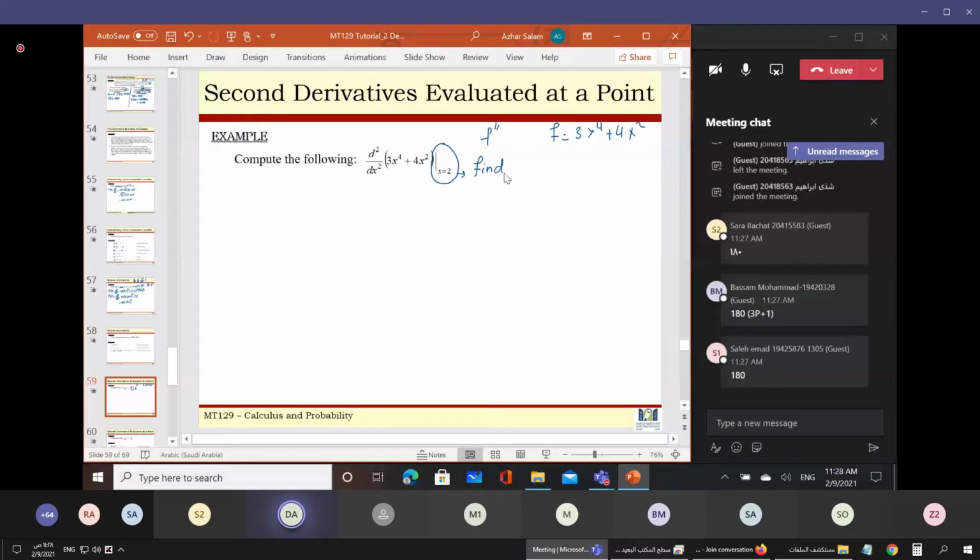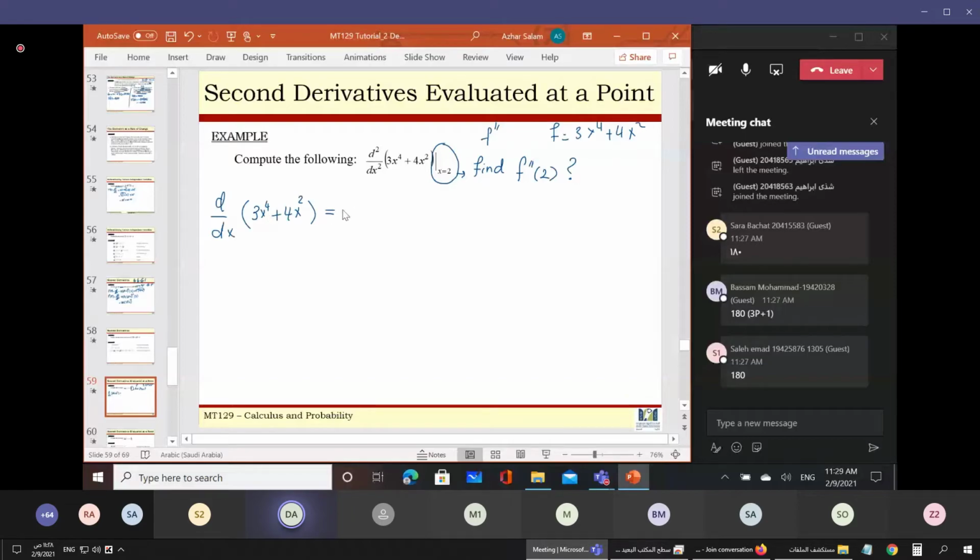The question in another word, find f double dash of 2. This is the main question. So first I will find d by dx. Okay, first I will find d by dx of 3x to the power 4 plus 4x squared. I don't substitute now. This is the final step.